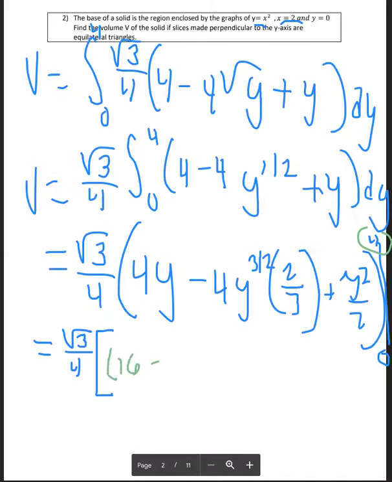Remember that it's 4 times 2/3, so I'm gonna write 8/3 in the front, and you're plugging in a 4 to the 3/2. So I am not gonna do that right away. I'm just gonna write 4 to the 3/2, just because that one does require some more thought at first glance. And the last one is y squared over 2, which is 4 squared over 2, 16 over 2. That is just 8. Minus 0.